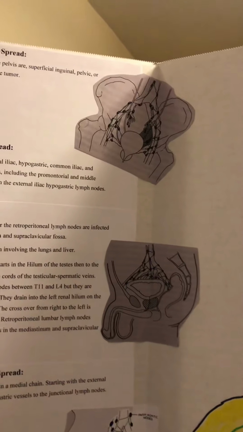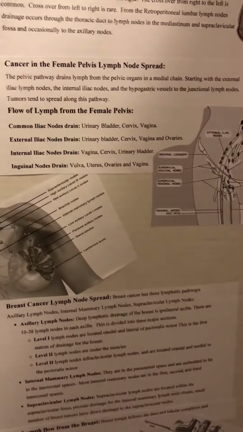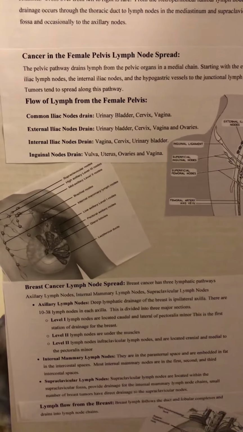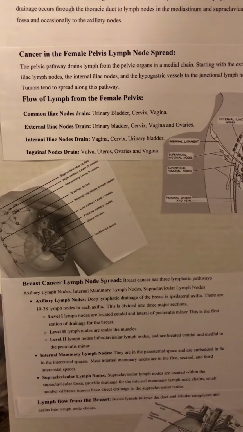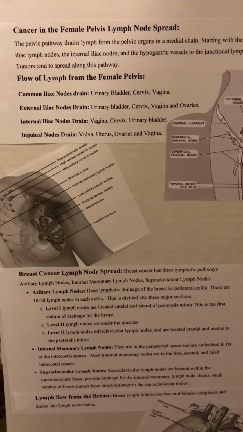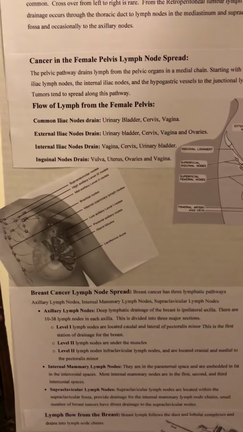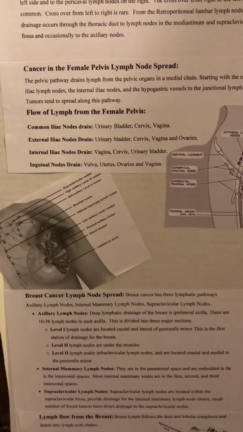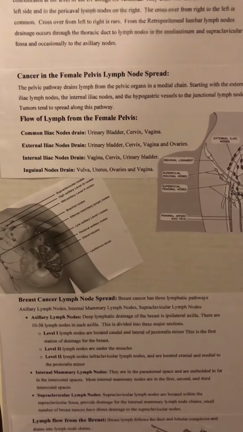I have some images that show you where the nodes are for the male pelvic area. And then we go down to cancer and the female pelvis and the lymph node spread there. So for the female pelvis, the pelvic pathway drains lymph from the pelvic organs in a medial chain, starting with the external iliac lymph nodes. And then it goes to the internal iliac lymph nodes, the hypogastric vessels, to the junctional lymph nodes, and the tumors tend to spread along this pathway.